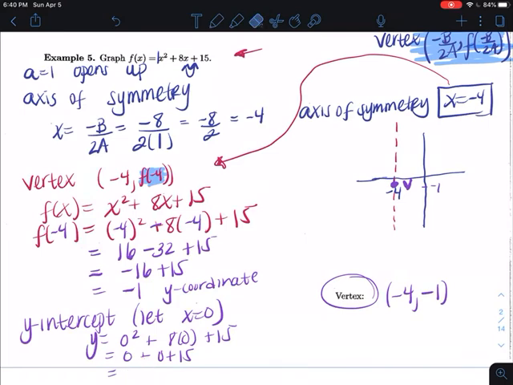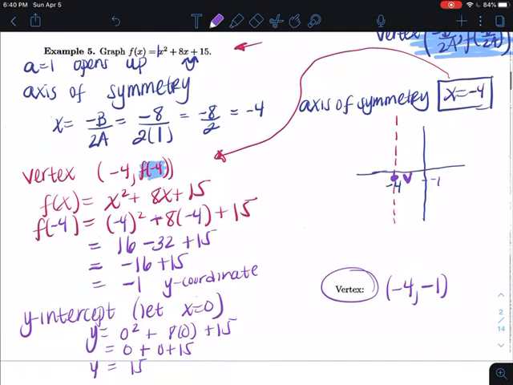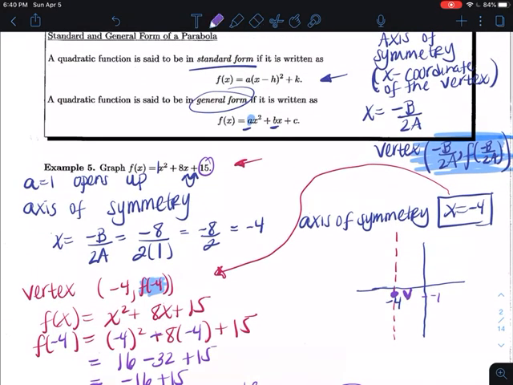So the y-intercept is 15. When it's in this form, the y-intercept is always going to be the c value. So let's make a note. I should go back up here to the box, to make yourself a note that the y-intercept is going to be y equals c when it's in general form. That last number, the constant. So without any work, you can just look at the last number and know that that's your y-intercept.